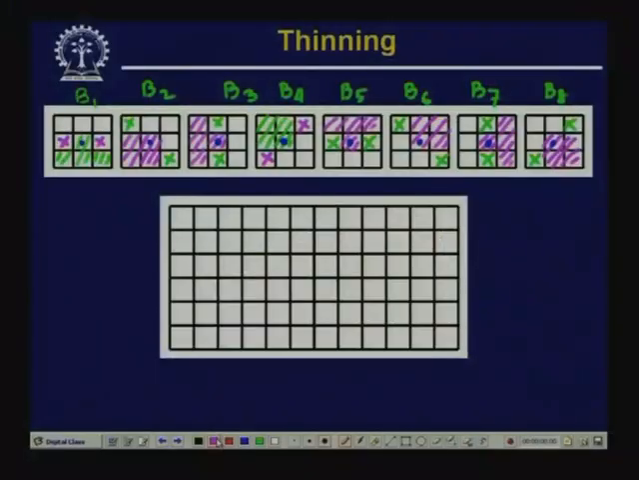Now, let us consider a typical image, and if we try to thin that particular image with this set of structuring elements, what kind of thinned output are we going to have? So, I take an image like this.